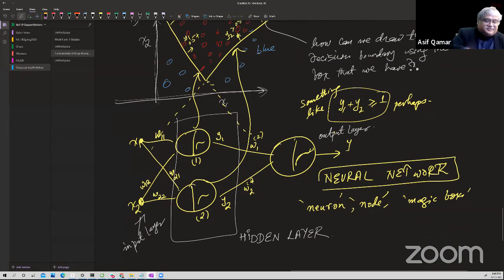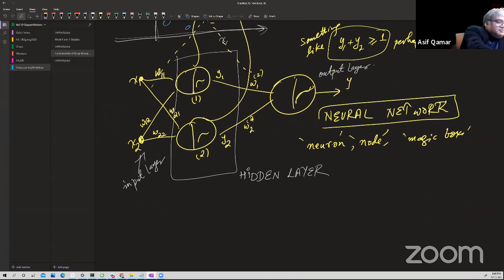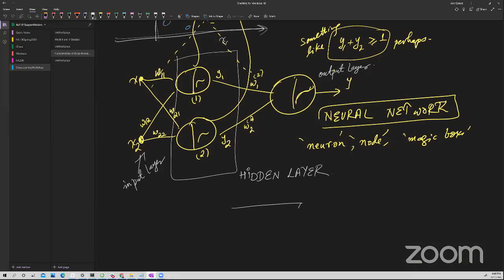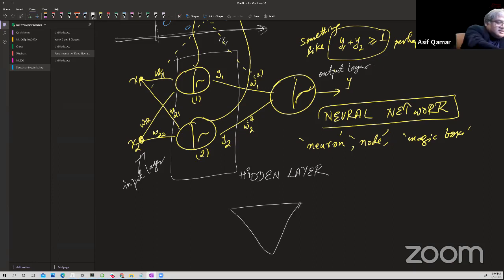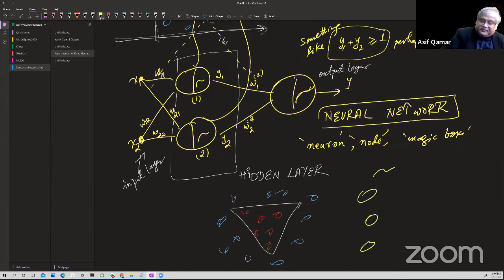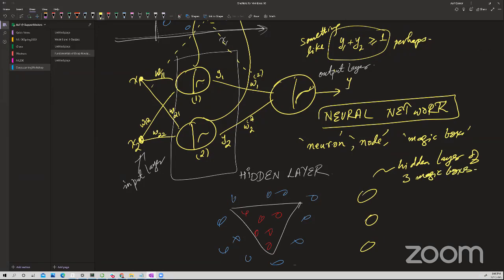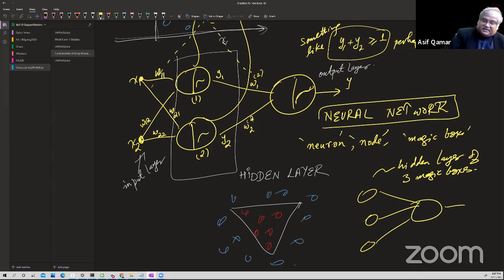So now we can generalize from that, guys. Suppose I see a decision boundary, which in my mind I can approximate using a triangle, right? Outside I see blues, and inside I see reds. Now I can guess that I probably need a hidden layer of how many neurons? Three magic boxes. Then I can feed it into this and get my output. X1, X2 will go into each of these, and my work will probably be done.